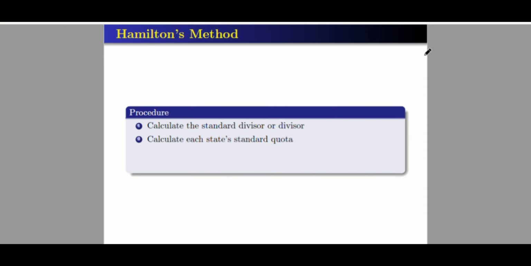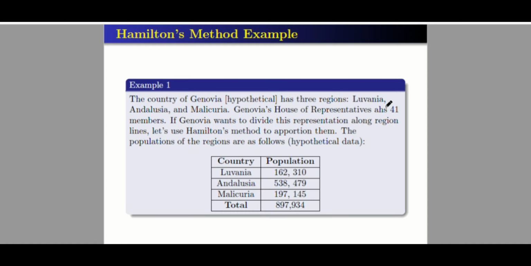We'll have these four procedures: calculate the standard divisor, calculate each state's standard quota, initially assign each state its initial quota, and find the final quota. Now let's go through each of these procedures by having this first example.